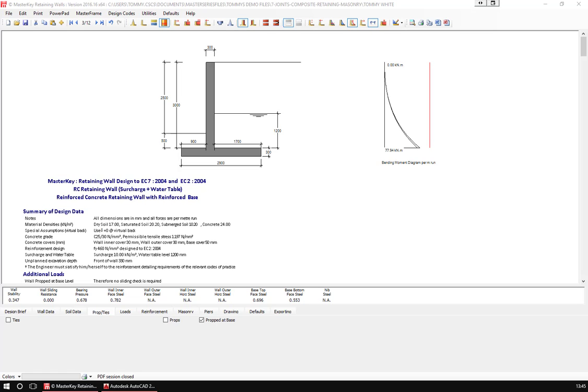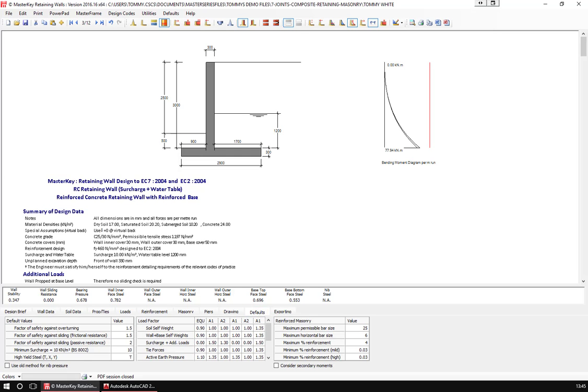To start, it assumes a surcharge is 10. Yes, it does, but you can override that. Defaults, the minimum surcharge 10, and the EuroCode has a similar criteria. So you can override that.